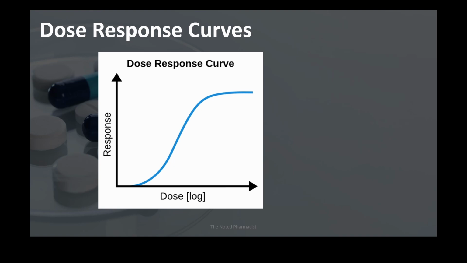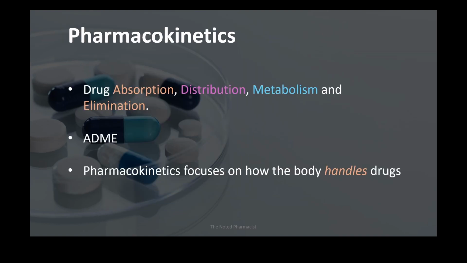Another concept that is very important in pharmacology is pharmacokinetics. Pharmacokinetics involves drug absorption, distribution, metabolism, and excretion. Known as ADME in short. Pharmacokinetics focuses on how the body handles drugs, specifically how they're absorbed, distributed, metabolized, and excreted. This process is essential for determining dosing regimens and ensuring optimal therapeutic outcomes.